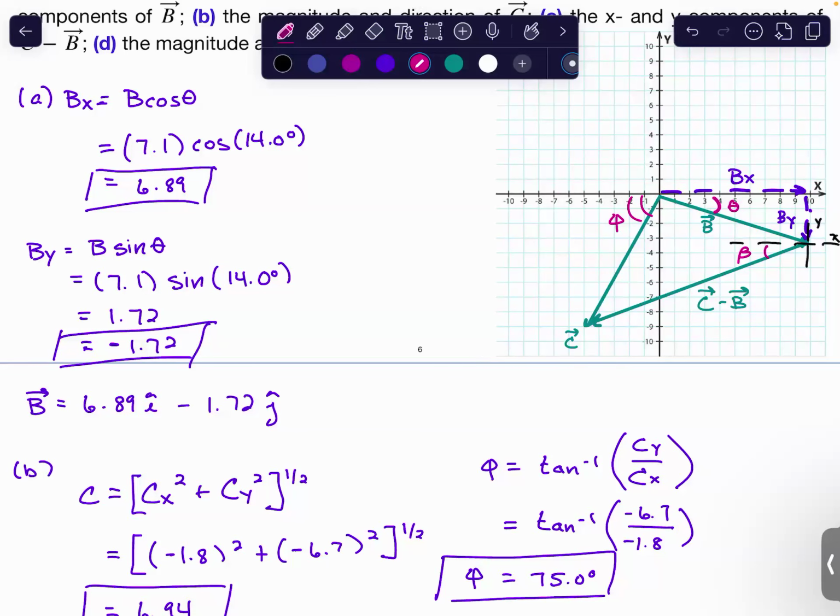We could also redraw. Again, we just take C minus B and move it up to the origin. Your beta is going to have to be there. That's the angle that will facilitate a larger x than a y.